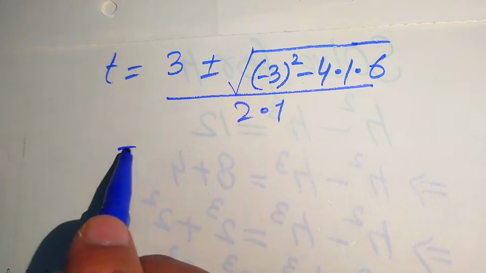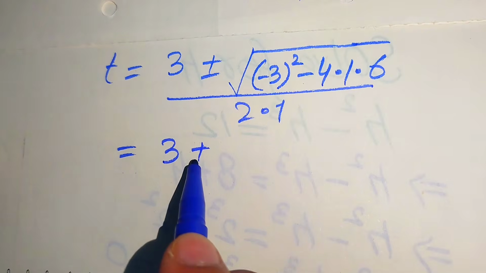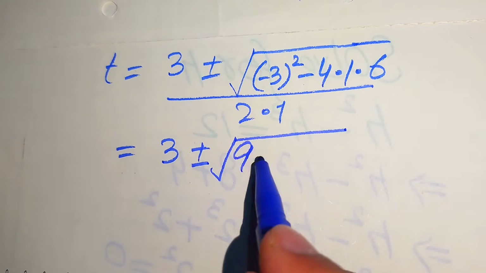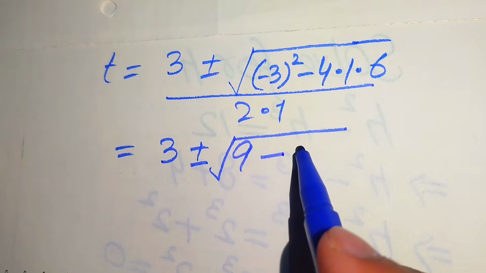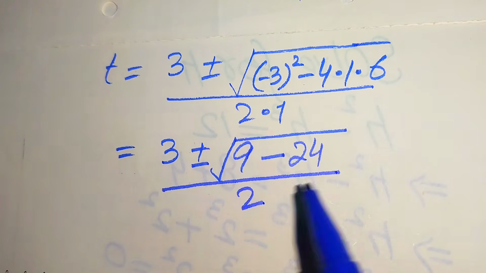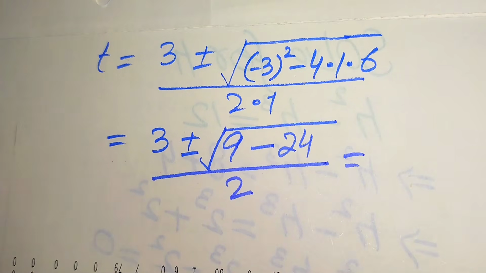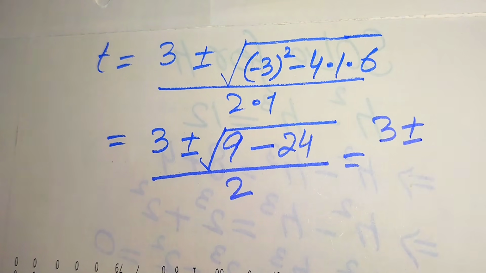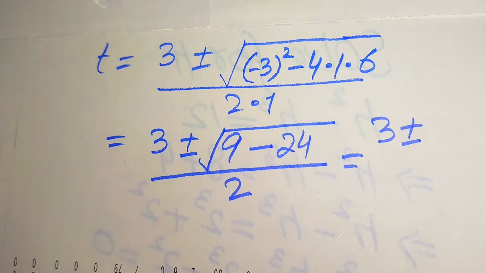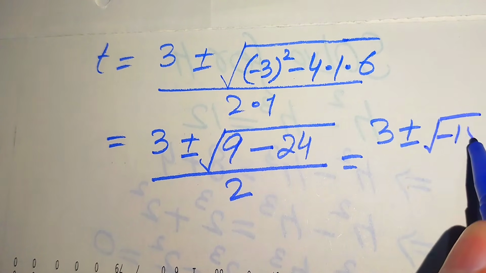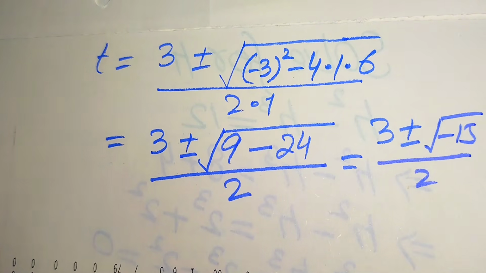So further in the next step we need more simplifications, and we will obtain 3 plus minus square root of minus 3 square becomes 9, and 4 times of 6 becomes 24, and it is divided by 2 times of 1 is equals to 2. And further in the next step we have 3 plus minus square root of 9 minus 24 is equals to minus 15, and it is divided by 2.